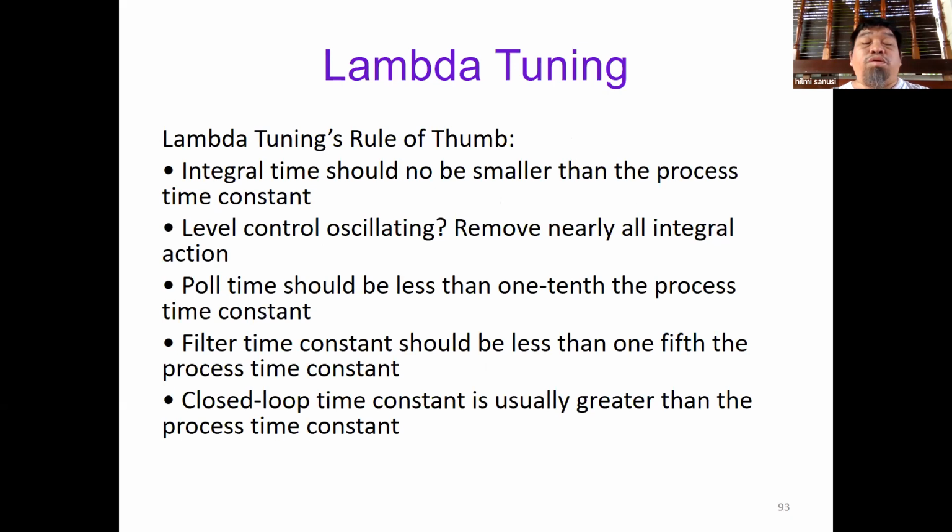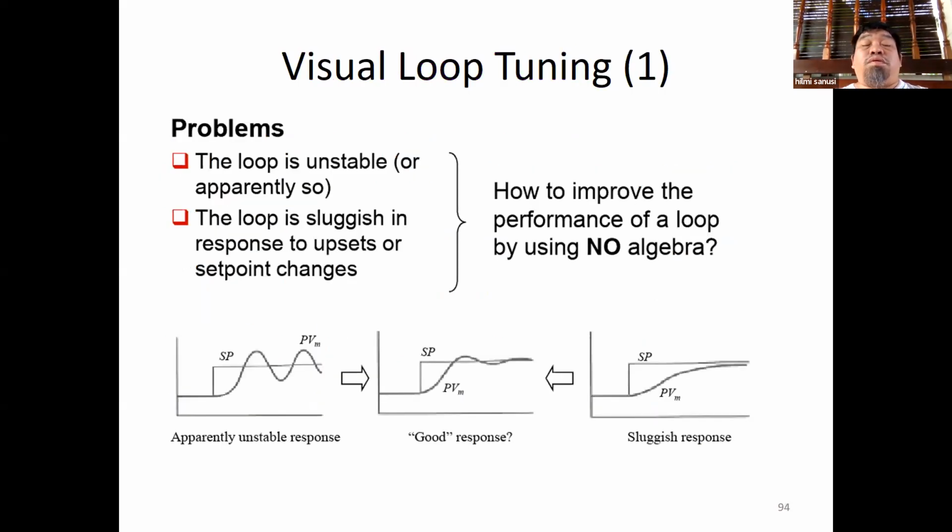The filter time constant should be less than 1/5 of the process time constant. The closed loop time constant is usually greater than the process time constant.